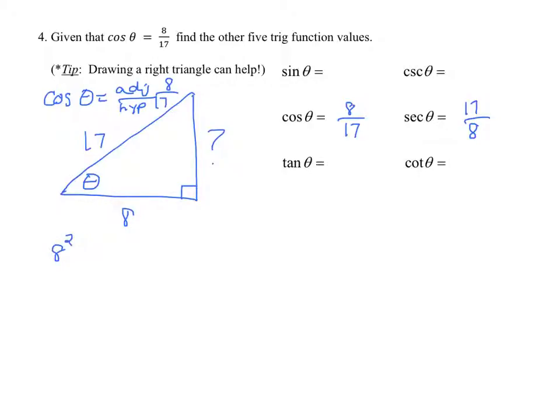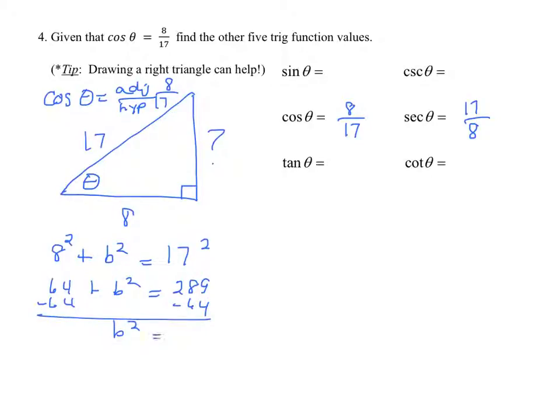8 squared plus b squared is equal to 17 squared. So 64 plus b squared equals 289. So I'm going to subtract 64. So b squared is equal to 225. B is going to equal the square root of 225, which is nice. It's 15. So blam, we can get the rest. Sine is opposite, which is 15, over hypotenuse, which is 17. Blammo, I can get cosecant by doing 17 over 15.